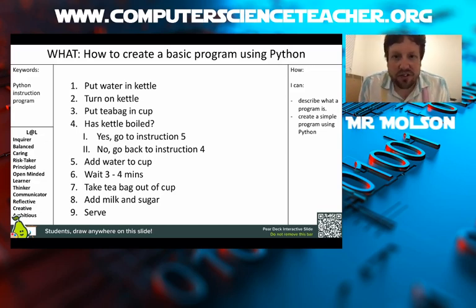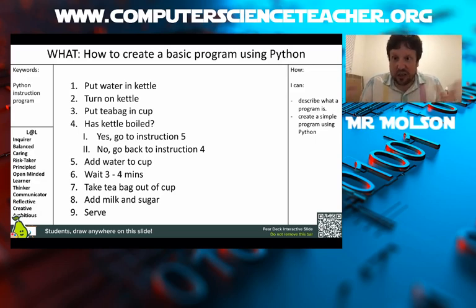I can see some issues with this. Issue number 1 for me is, does the robot know what a kettle is? Does it know how to turn on the kettle? How would it know what a tea bag is? How would it be able to tell whether it boiled or not? Does it know what a cup is? We've got an instruction that says wait 3 to 4 minutes. Well, a robot's going to go, well, which one? Should we wait 3 minutes or 4 minutes?